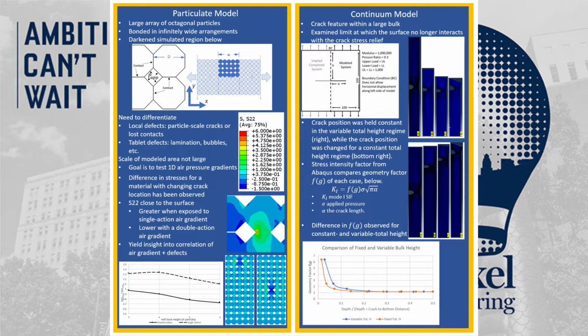In these models, we developed a crack in a bulk solid with a variable total height until the geometry factor showed very little change with increased crack to surface distance. Then, the bulk height was set to double that minimum interaction distance, with the crack position moving up toward the top surface. The geometry factor is plotted in the bottom plot for the variable and fixed cases, and the deflection of the top surface can be observed in the figures.